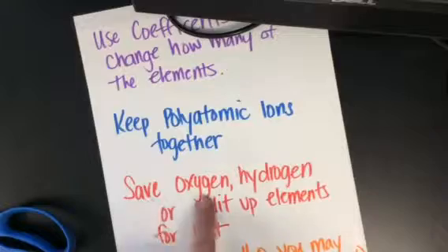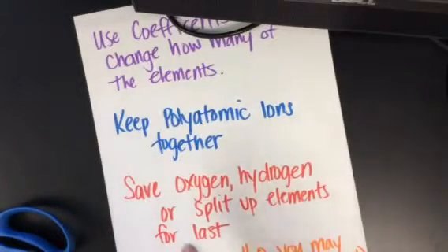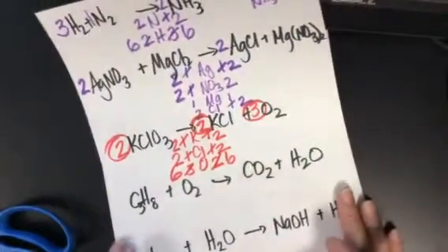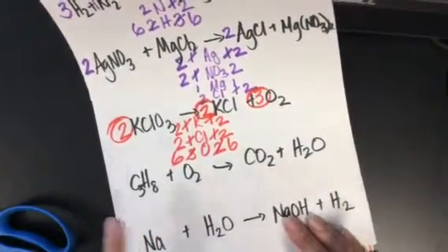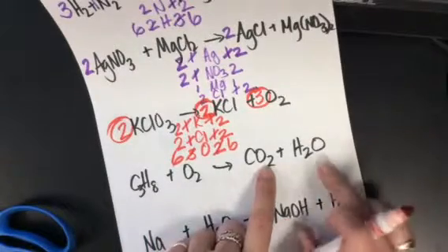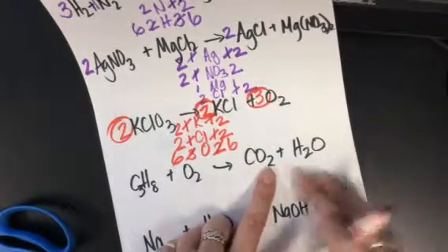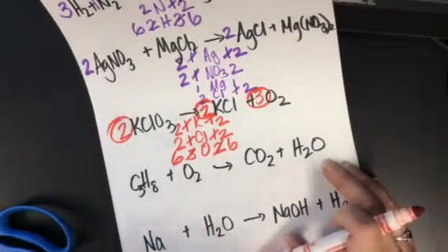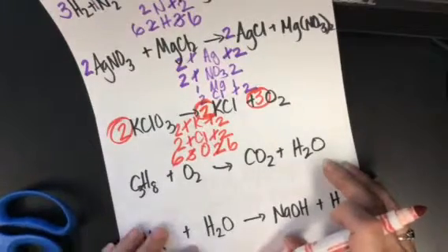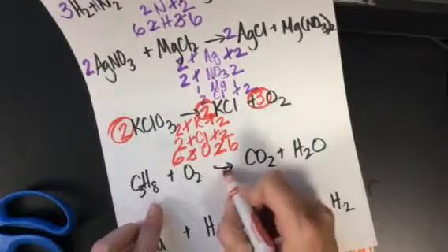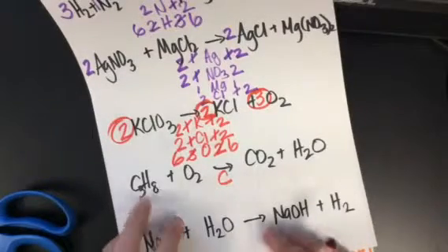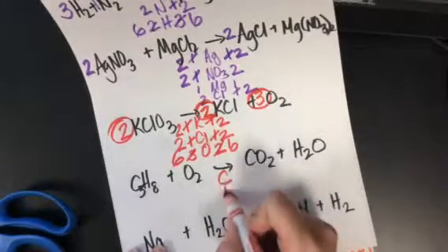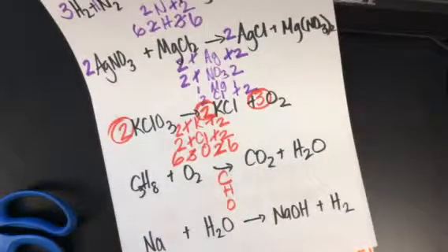my rule says to save oxygen, hydrogen, or split up elements for last. So with my next example, this is called a combustion reaction that we'll talk about in my next video. But with my combustion reaction, I have an oxygen here and I have an oxygen here. They're both products and they're split up. I'm going to balance out my oxygen totally last in hopes that everything kind of works out a little easier. So carbon will be first. I want to save hydrogen and oxygen for last. Oxygen is totally last because they're split up. So I'm going to do carbon, hydrogen, and then oxygen.